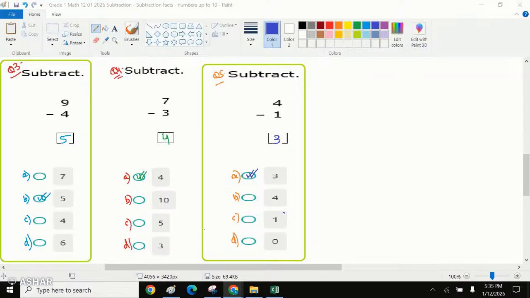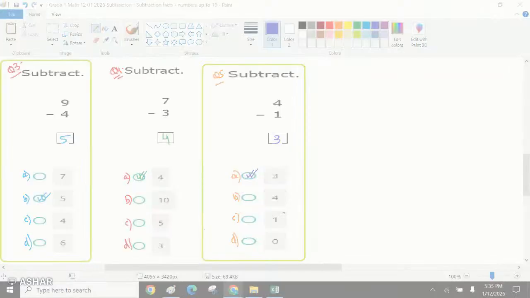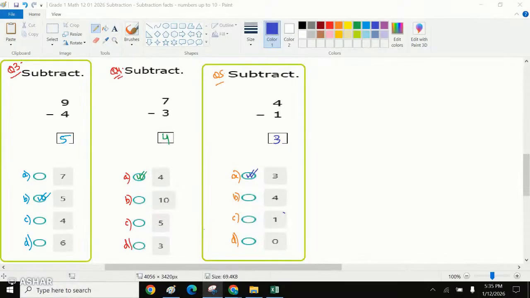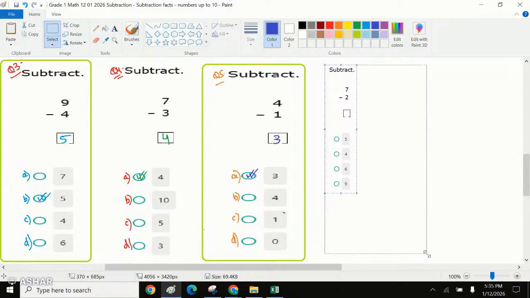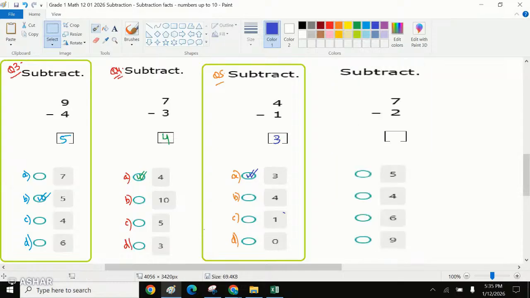Thank you, Kinsley. We move on to the next question. The next question says 7 minus 2. I'm just copying the question on the screen. The next question we have is 7 minus 2. This would be question number 6. And the options are A, B, C, and D. So what is 7 minus 2?